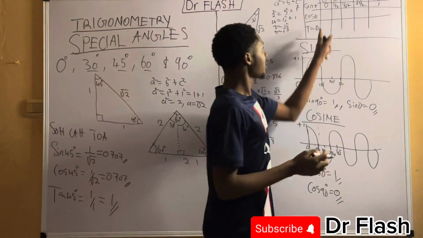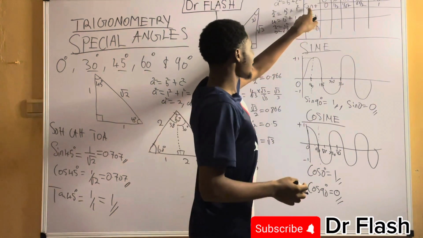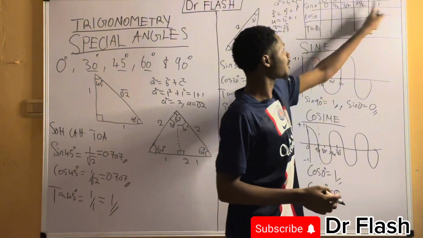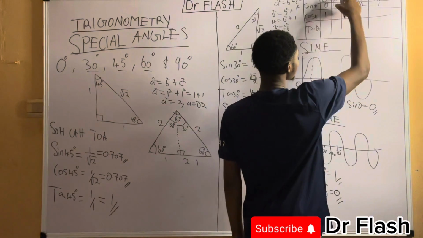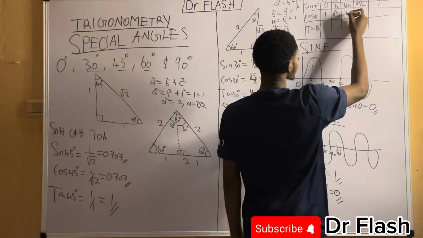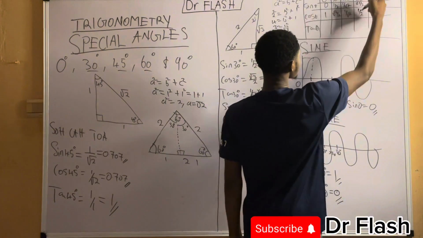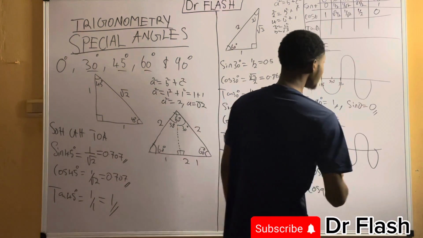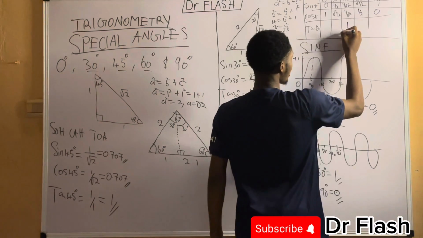Now you notice that cosine is the reverse of sine when we start solving for them. Sine started from here to here, but cosine now starts from the back. In the sense that cos 0 becomes what now? 1. Cos 30 becomes what now? Root 3 over 2. Cos 45 remains what now? The same. Cos 60 becomes what now? 1 over 2. Cos 90 becomes what now? 0.